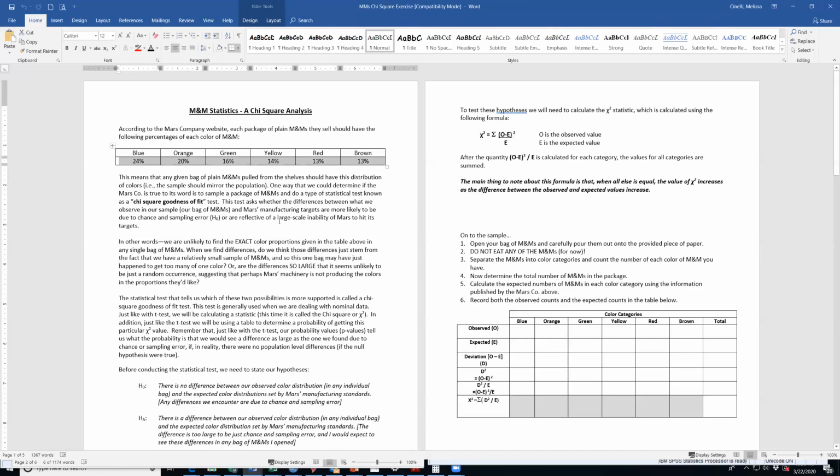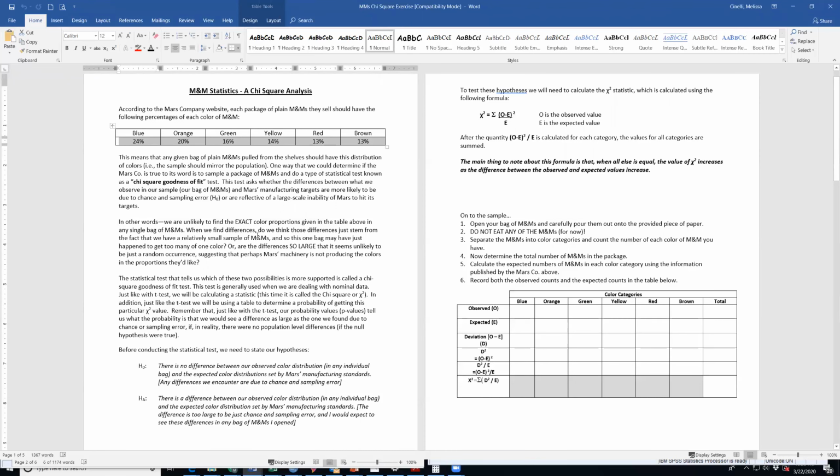So remember what we talked about in the Intro to Inferential Statistics lecture. We know that what we find in this bag is not going to be exactly equal to what we're expecting, this distribution up here that Mars is telling us about. And so the question is, are the differences pretty small, suggesting that it's just a fluke of chance and sampling error? It's just reflecting the fact that we can't have fractions of M&Ms in a bag. It's as close as it could be, but it's not really a big difference.